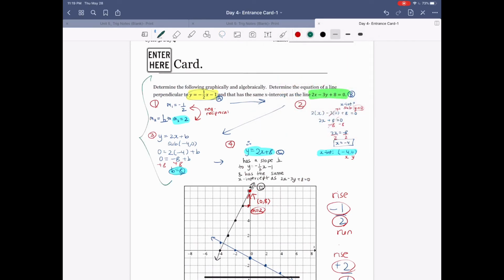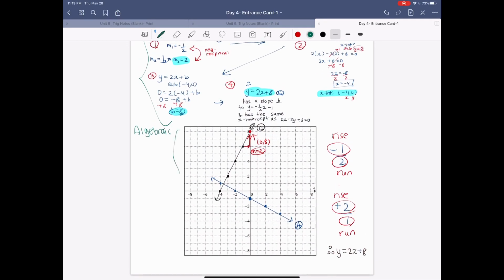So this is your algebraic, and this is my graphic.